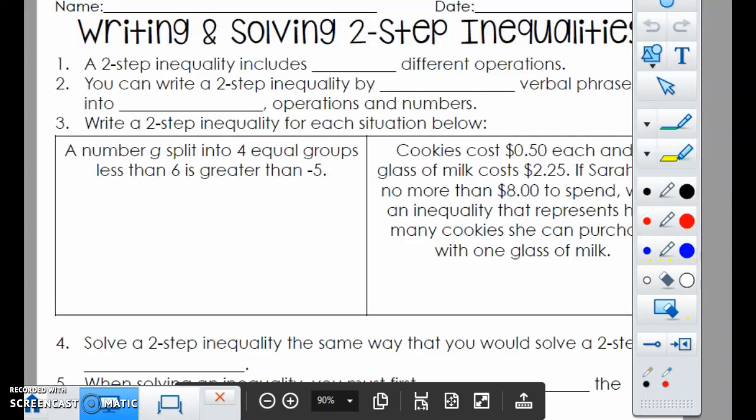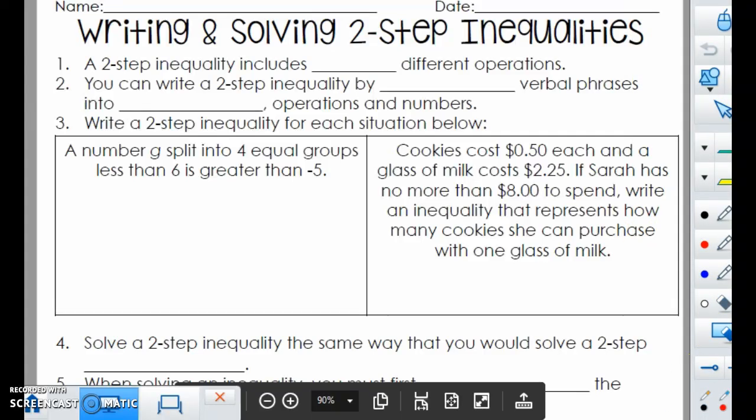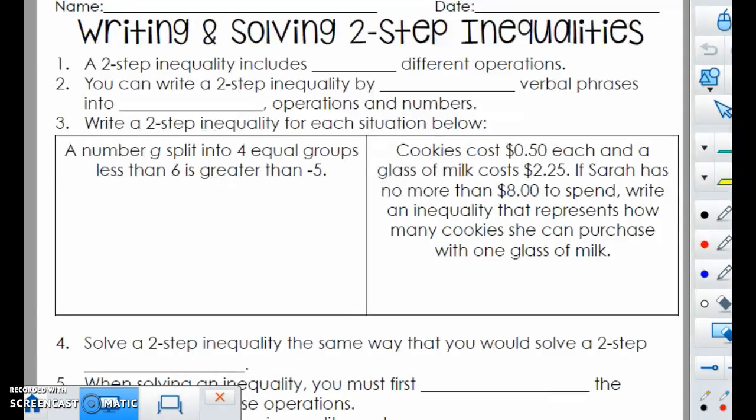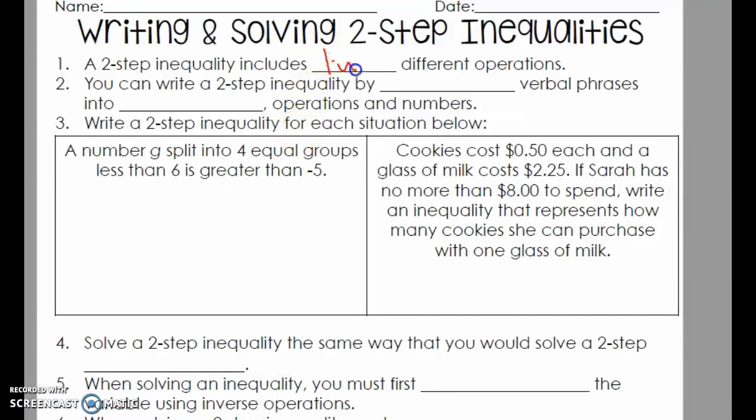Hello, make sure you have these notes in front of you today. You are writing and solving two-step inequalities, and I have my friend Alex Stalline who is going to help us. Alex, a two-step inequality includes how many different operations? Two different operations. Very good. You can write a two-step inequality by doing what?